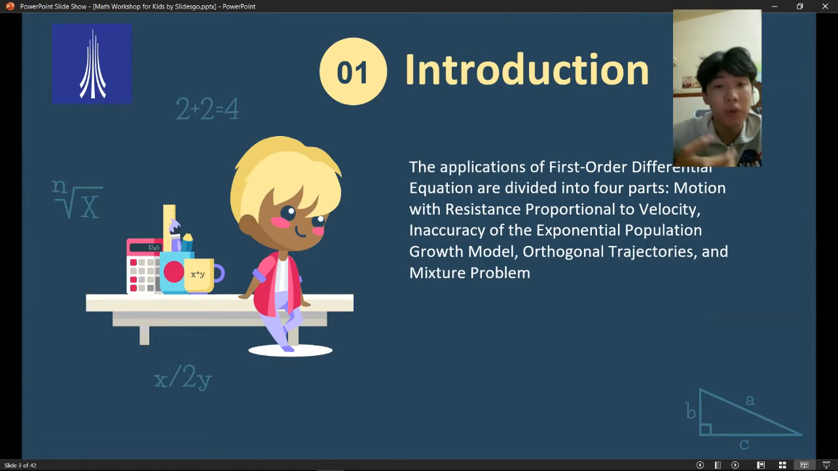As we have learned from the previous topic, differential equations are one of the most fundamental things to learn in mathematics. They can be used in many different areas of study such as engineering, business, chemistry, and so on.